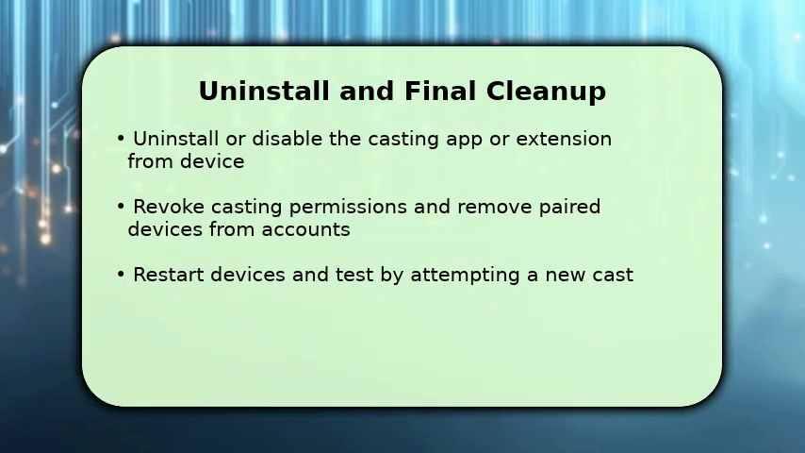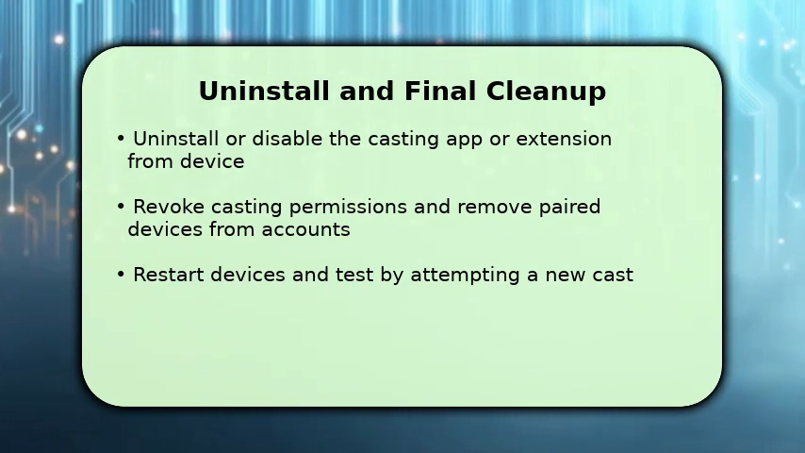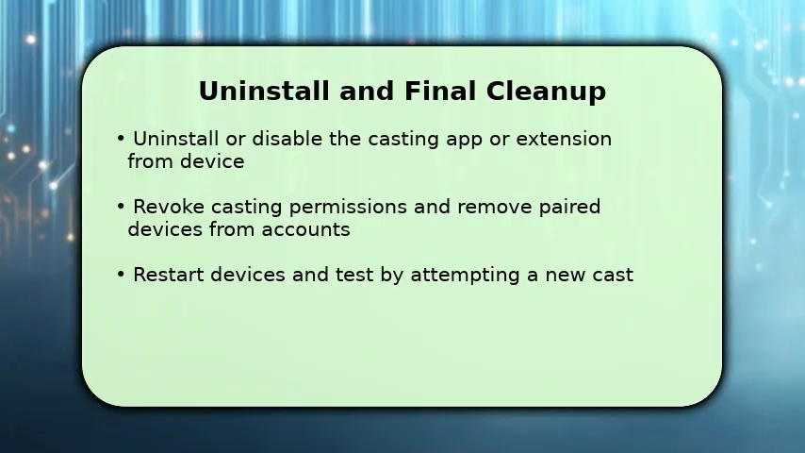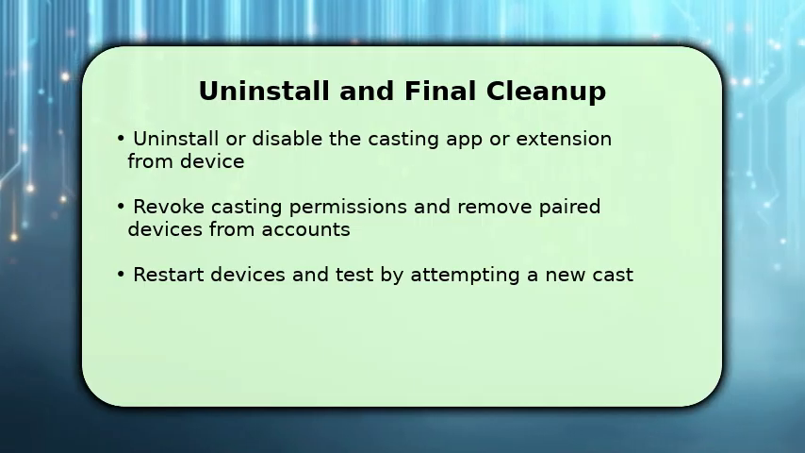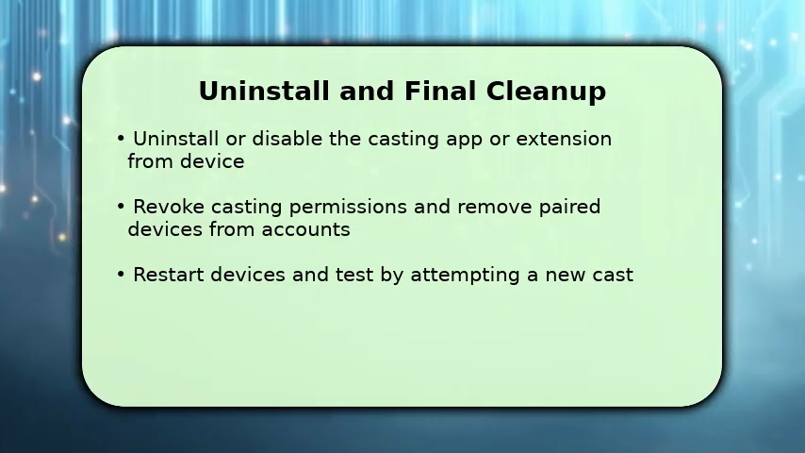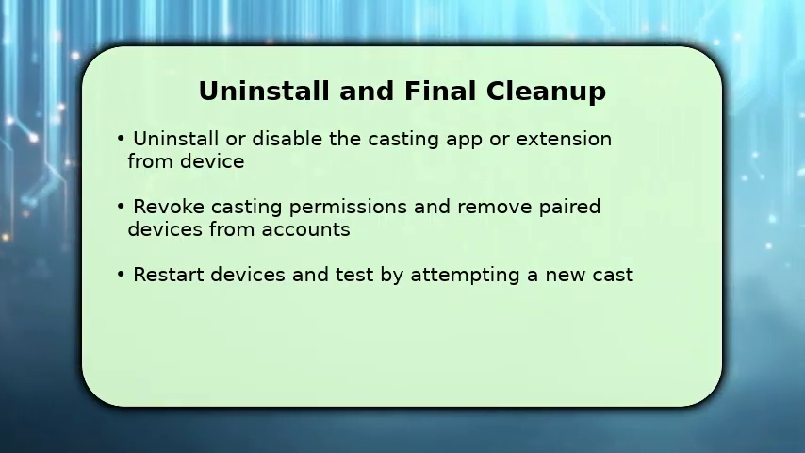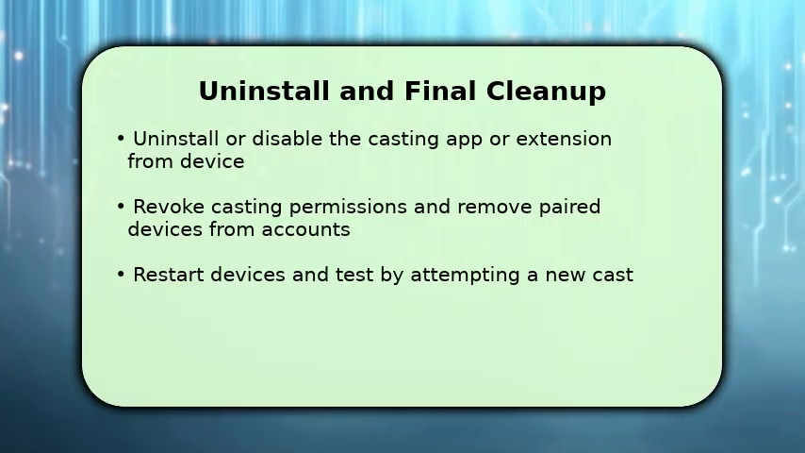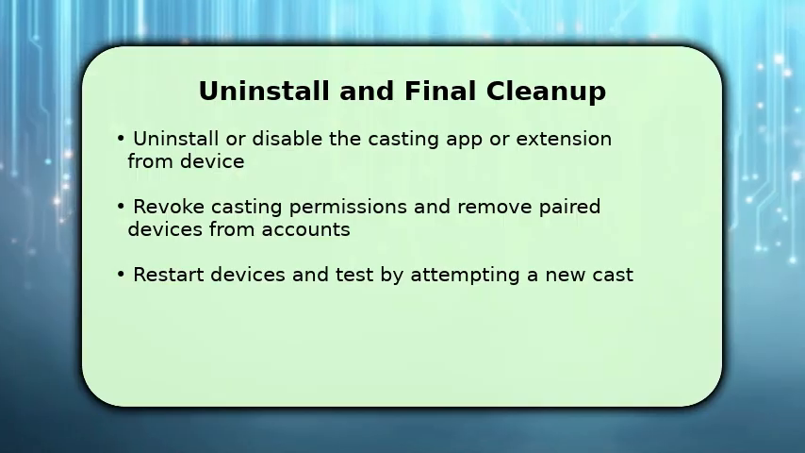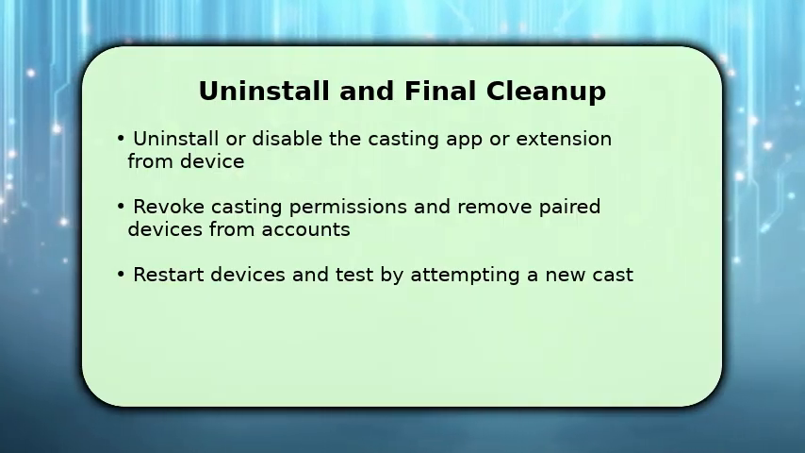Finally, remove the casting source by uninstalling the Screencast app or disabling the browser extension from the device that initiated it. On smart TVs or dongles, remove paired devices or factory reset if needed. Revoke casting permissions in account settings so apps cannot auto-discover receivers. Once removed, restart both source and receiver, then test by attempting to cast. If a device still appears, clear app cache or reset network settings.